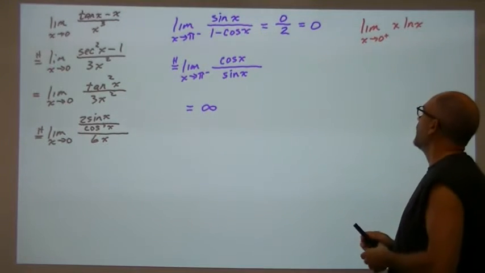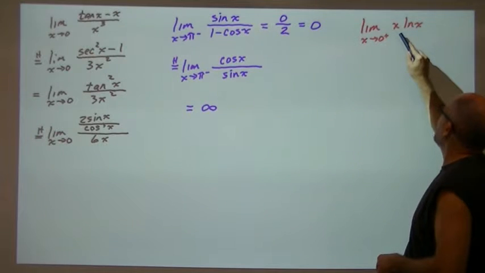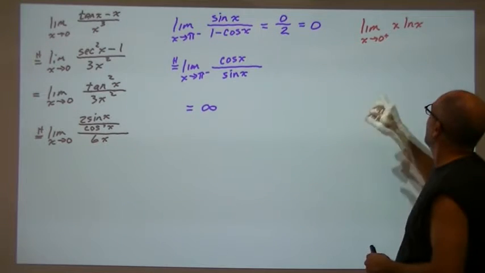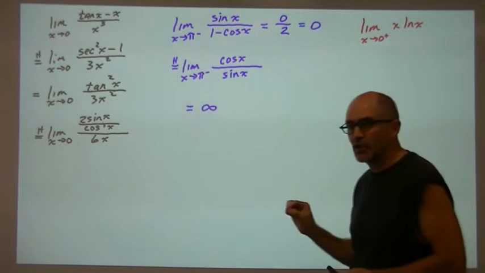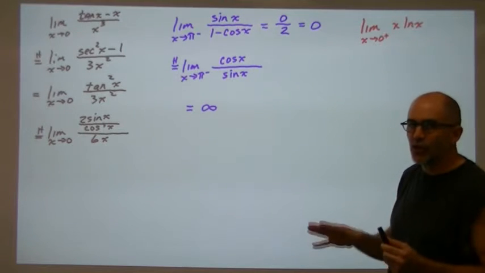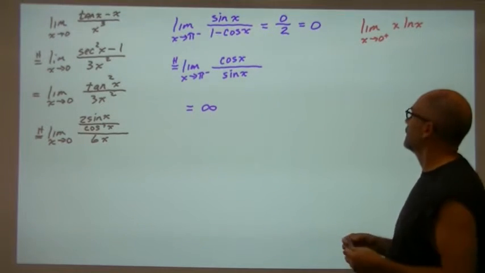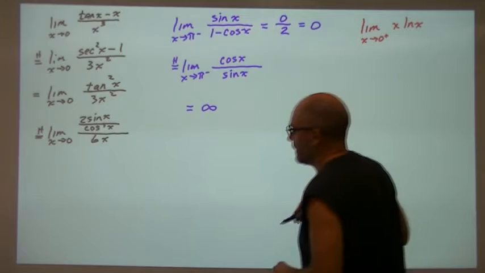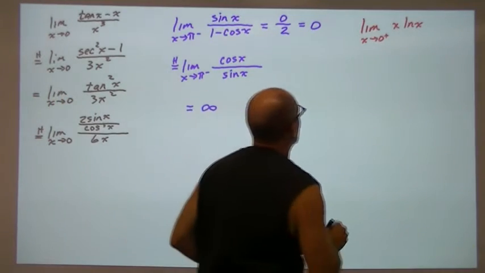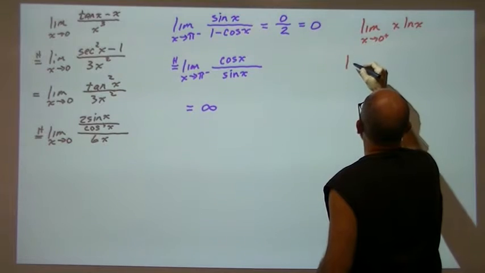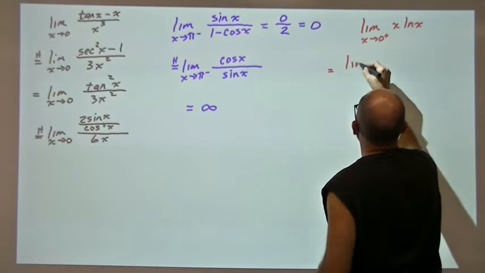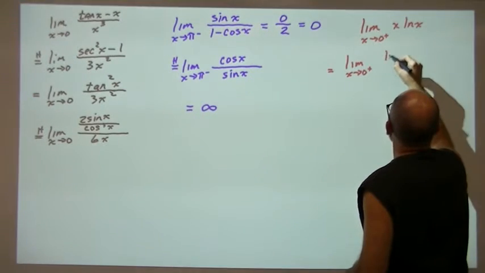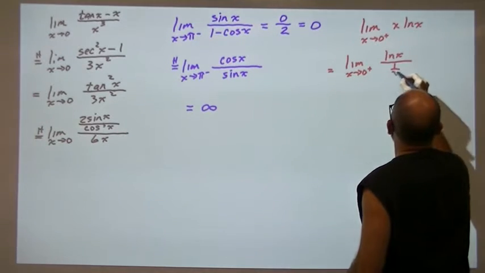Now, the next problem we have is a 0 times a negative infinity. And that is an indeterminate form, but we need to turn it into a fraction in order to do this. So what we're going to do is make it the limit as x approaches 0 of natural log x over 1 over x.